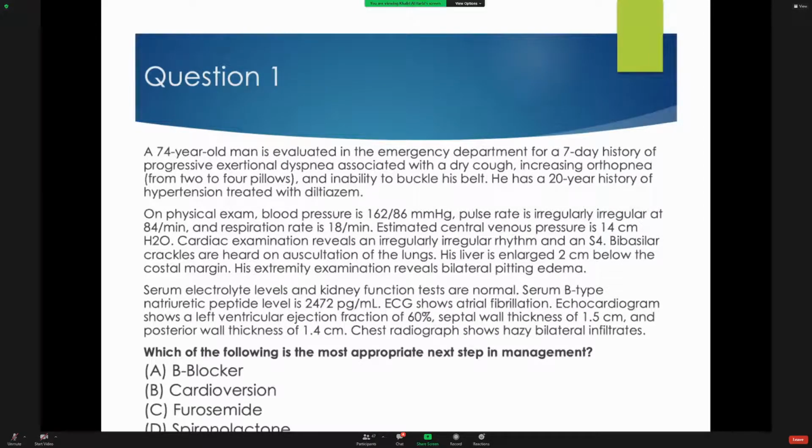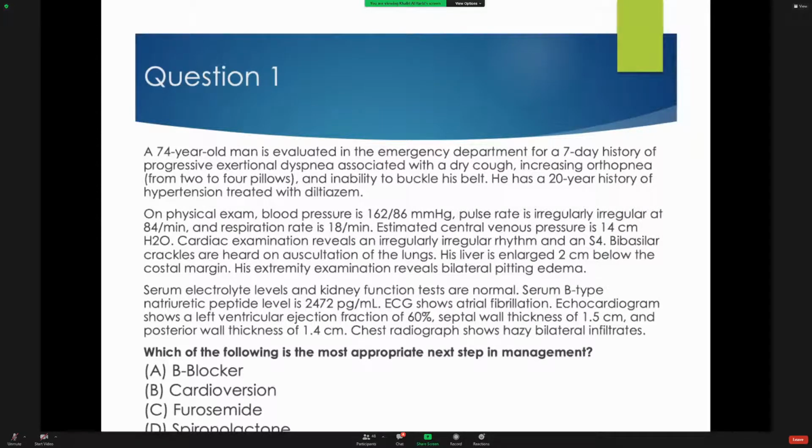Okay, what do you think, Faisal? Beta blocker, cardioversion, furosemide, spironolactone. I think furosemide. Why furosemide? Because we said that we can't use the beta blocker in this case. Why can't you use it? Because he is having heart failure and it will exacerbate the heart failure. Okay, so beta blocker is contraindicated in acute heart failure.